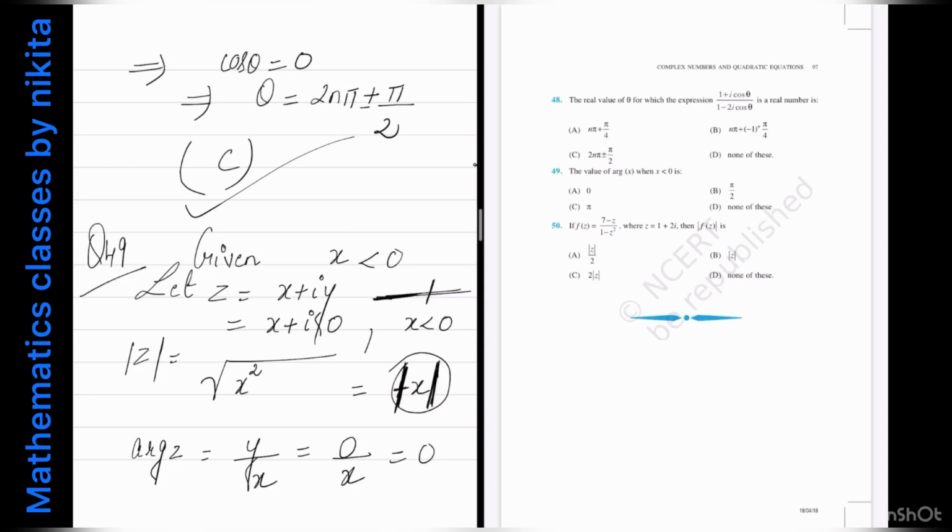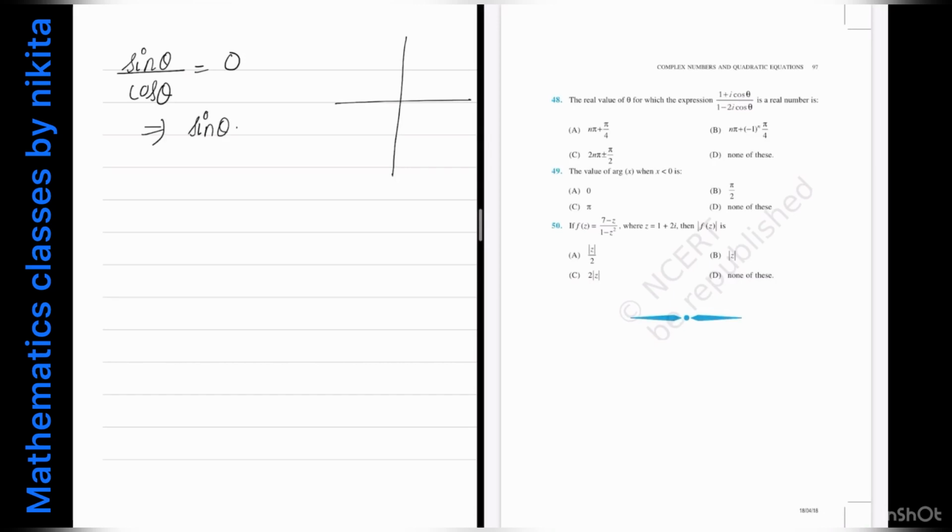So what is, this is your tan theta. Tan theta is equal to y by x. So this implies, sin theta by cos theta is equal to 0. So this implies that sin theta is equal to 0, and this complex number which is x plus iota 0, where x is less than 0, it lies here. So this is your minus x somewhere here because it is negative. मैं x ही लिख रही हूँ but x is less than 0.